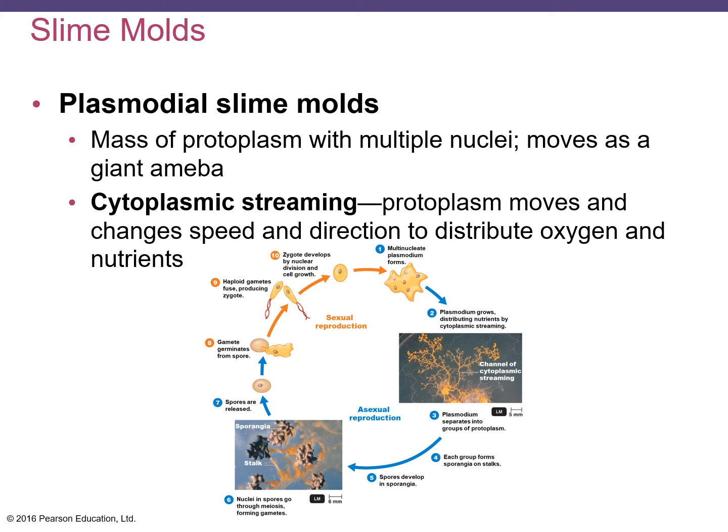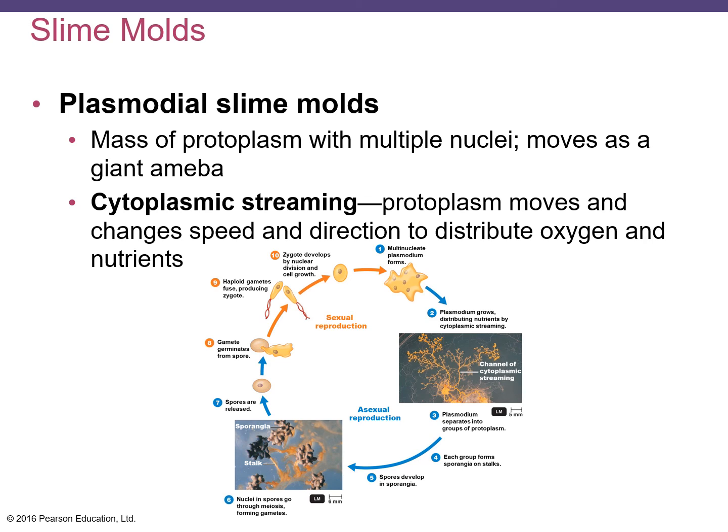Plasmodial slime molds were first scientifically reported in 1729. A plasmodial slime mold exists as a mass of protoplasm with many nuclei. It is multinucleated, and this mass of protoplasm is called a plasmodium. The entire plasmodium moves as a giant amoeba. It engulfs organic debris and bacteria.